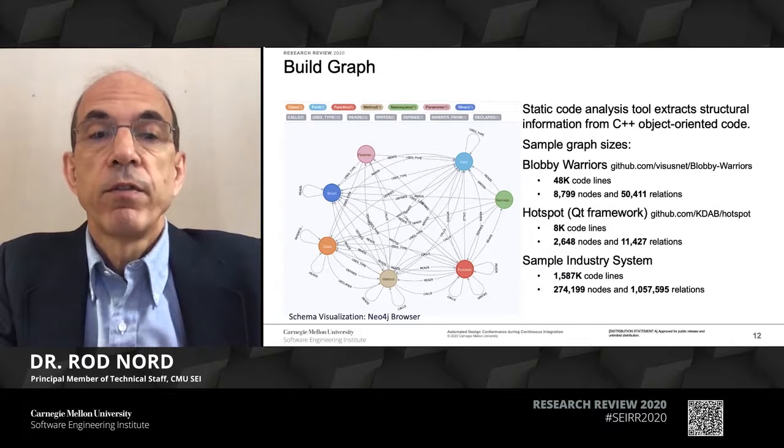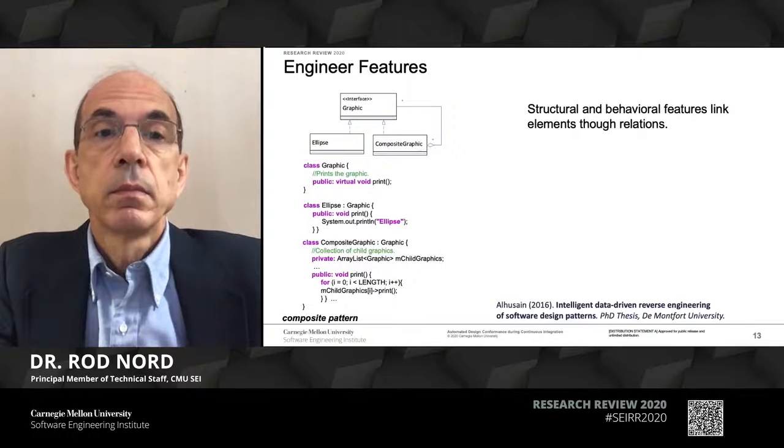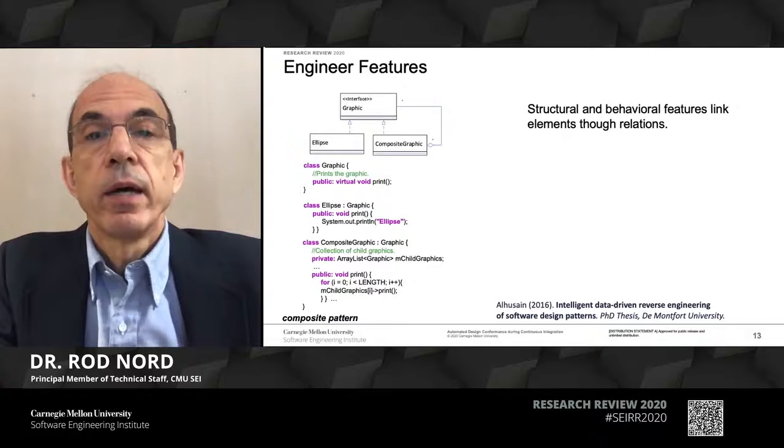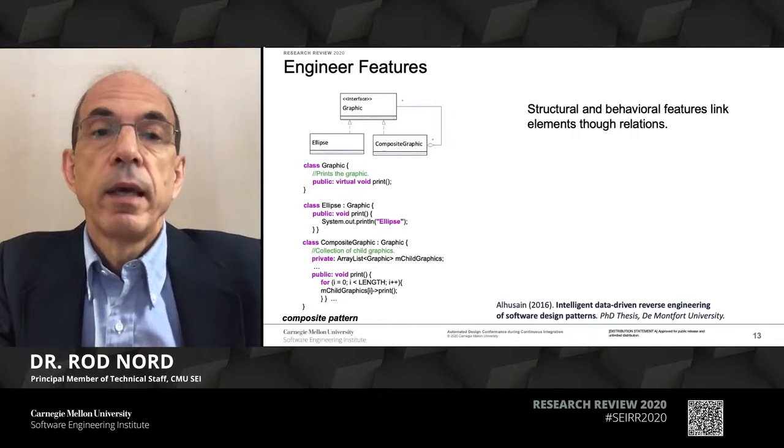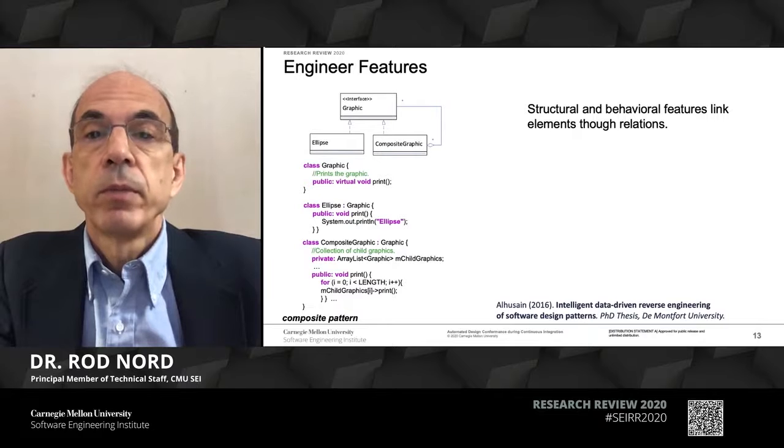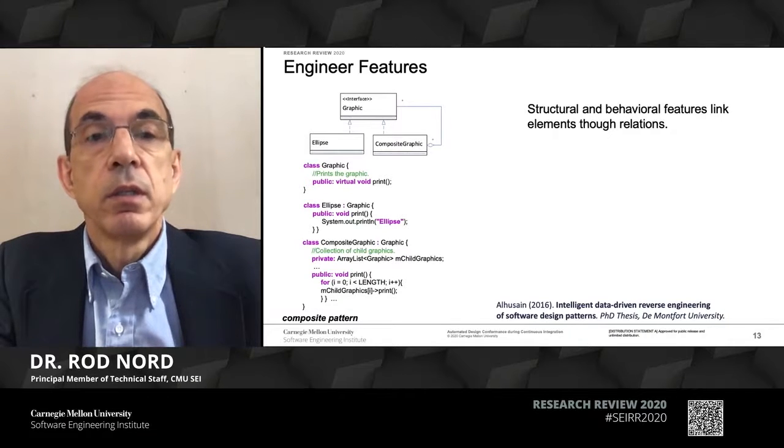We ingest a software repository and build a graph representation of the code structure. The graph schema shown on the left illustrates the kinds of entities and relations we represent. Here we see a UML diagram for a graphics package designed using the composite pattern and a snippet of code for printing primitive shapes such as ellipse individually or in some combination.